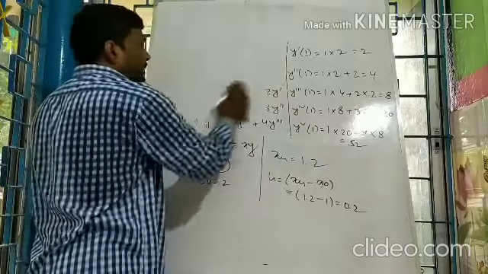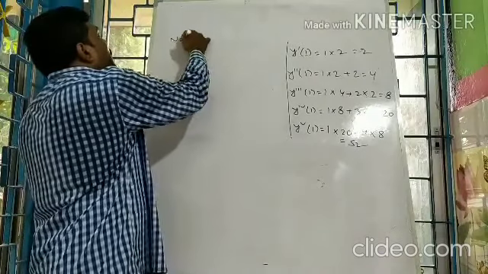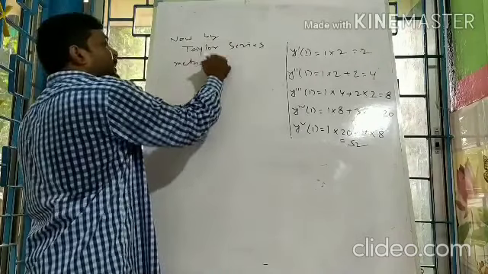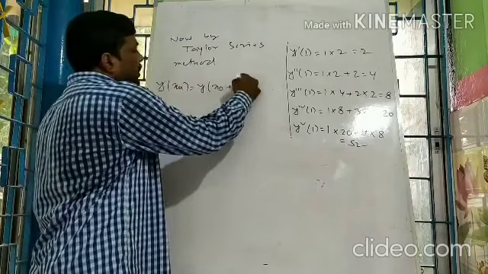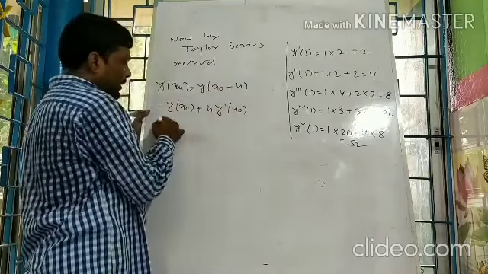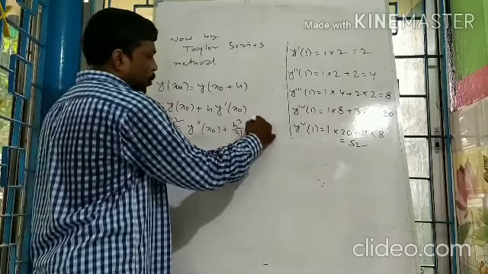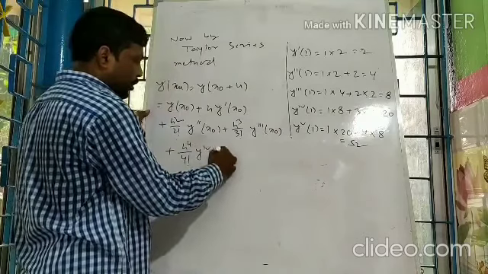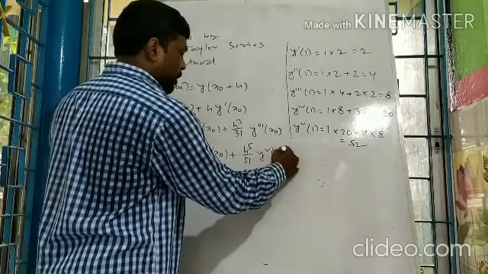Now, by Taylor series method, y of xn, that is y of x0 plus h, equals y x0 plus h y dash x0 plus h square by 2 factorial y double dash x0 plus h cube by 3 factorial y triple dash x0 plus h to the power 4 by 4 factorial y4 x0 plus h to the power 5 by 5 factorial y5 x0 plus dot dot dot.